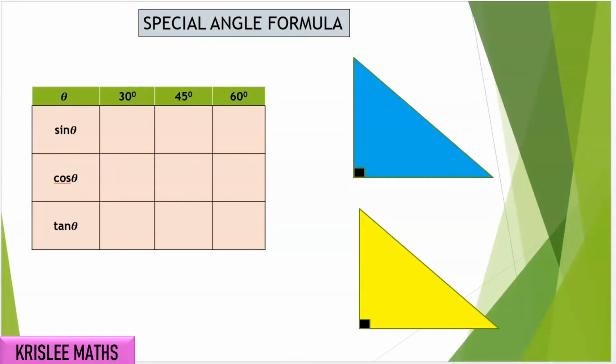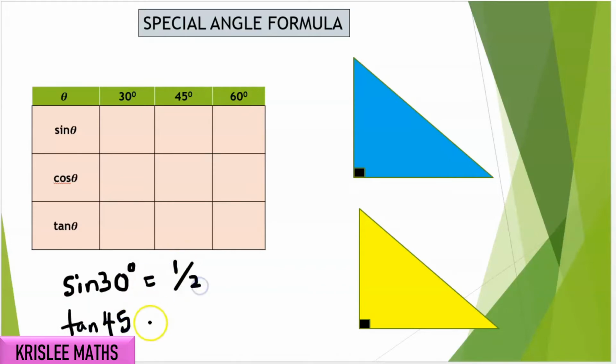Okay, let's see what is the special angle formula and how to obtain them. In order to derive all the values here, you have to remember two values. That will be sine 30 degree and tangent 45 degree. Sine 30 degree is 1 over 2 and tangent 45 degree is 1. Using these two values, we will be able to complete this table.